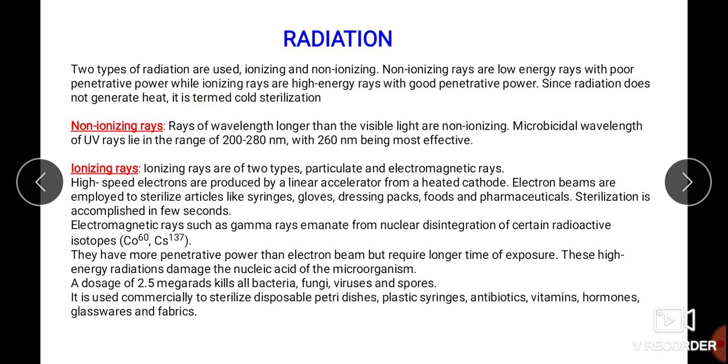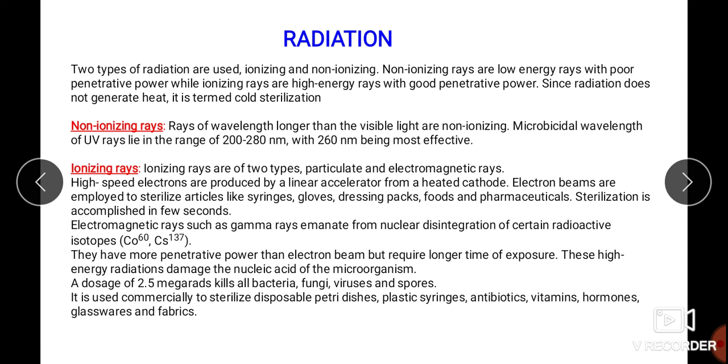Two types of radiation can be used: ionizing and non-ionizing. The non-ionizing rays have low energy and low penetration power, whereas ionizing rays are high energy rays, and these rays have good penetration power. So basically, ionizing radiations are used for sterilization purposes.